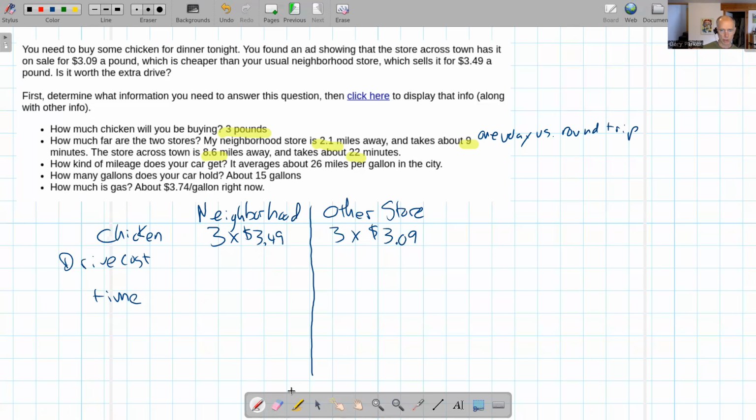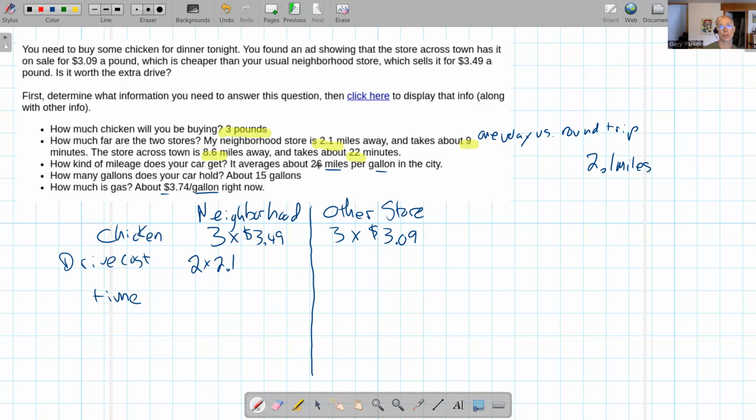And then the drive cost, we'll bring this into a spreadsheet in a moment. The drive cost, let's see, for the neighborhood one, it's only 2.1 miles away. So we have to double that. So 2 times 2.1. So that's the number of miles. Let's just do a side note here, 2.1 miles. Let's just do the one way for now. We eventually need to change that into cost. We have dollars per gallon, so we have to change miles to gallons, right? We have gallons and dollars. Here we have miles and gallons.